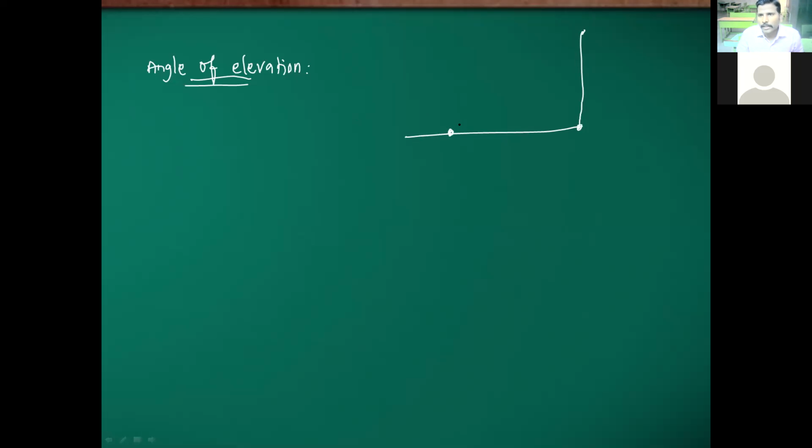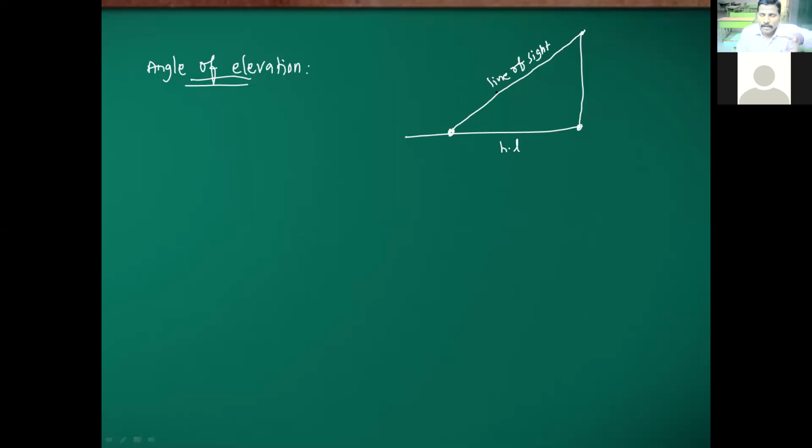We have one point on the ground. From that point, a person observing the top of the building, that is called elevation. Because the person needs to see the top of the building, definitely he needs to raise his head. The distance between eye level and the top of the building is called the line of sight. This is called the base or horizontal line.